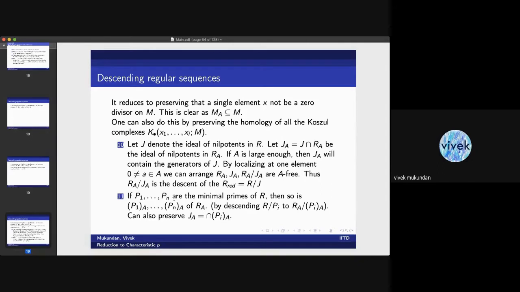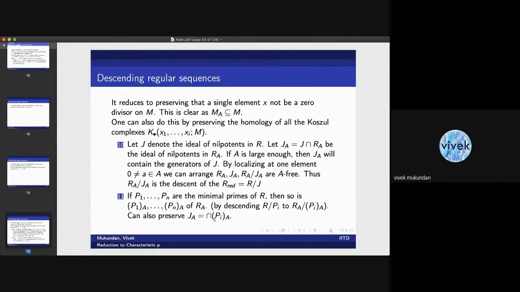And if P_1 up to P_n are minimal primes of R, then so are P_1A, P_2A, and so on up to P_nA, the descent of the prime sequence P_1 up to P_n. You can individually descend R mod P_i to R_A mod P_iA, and you can also preserve that if J is the intersection of the P_i, then J_A becomes the intersection of the P_iA, finitely many primes, of course.